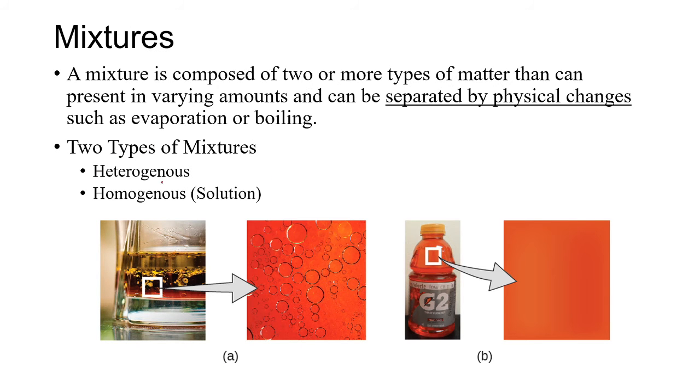All right, let's talk about mixtures. Again, mixtures are the more common form of matter that you'll see in everyday life. A mixture is composed of two or more types of matter that can be present in varying amounts and can be separated by physical changes. So again, this is different than compounds, because with compounds, you have to do something chemically to them. With physical changes, you can separate mixtures.